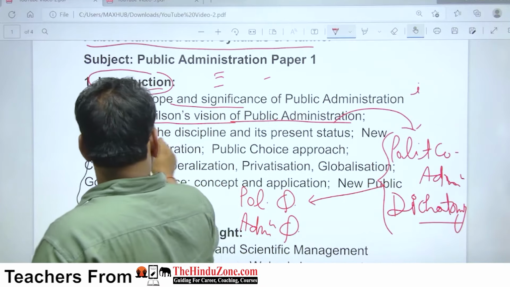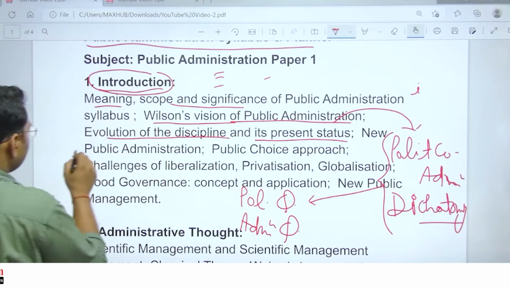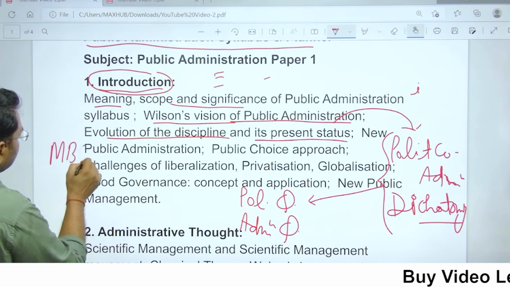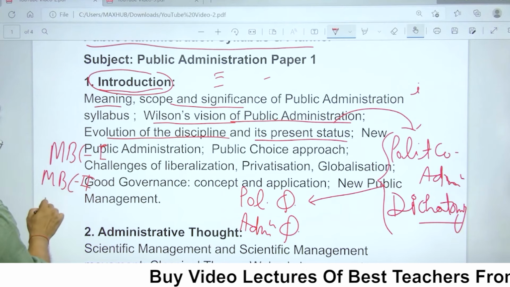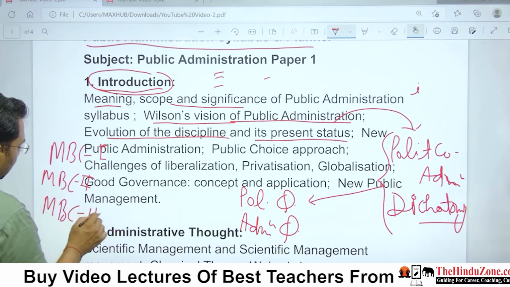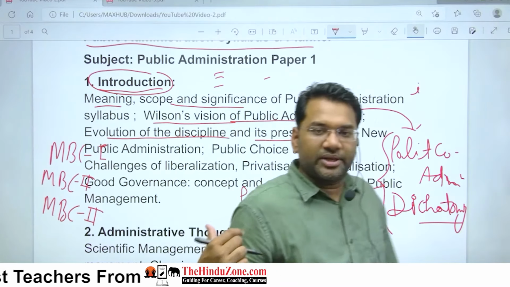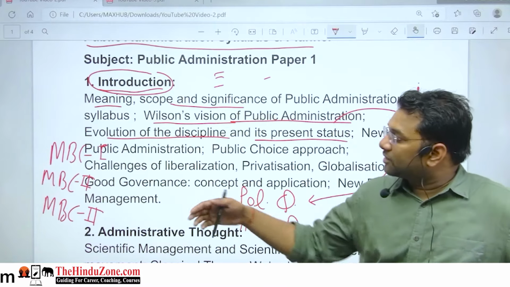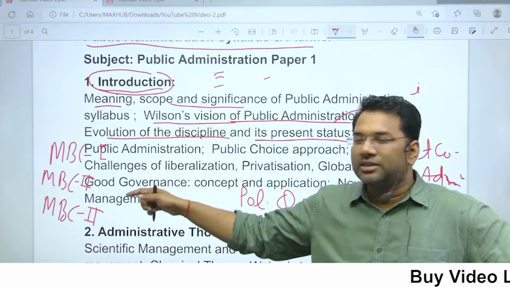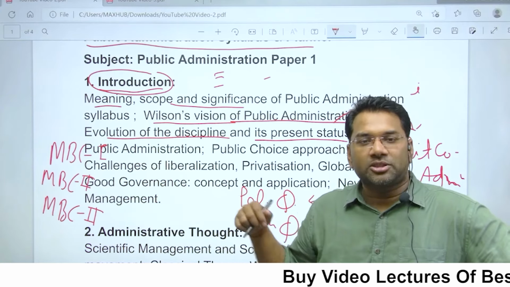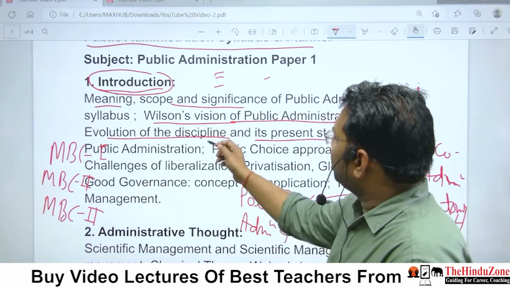Then the evolution of the discipline and its present status, how it has evolved. Regarding this evolution, we will be talking about the MBC 1, that is Munich Conference 1. Then we will talk about MBC 2, and MBC 3. These three conferences took place. Obviously, along with these developments, other things also took place, but basically they provide for the evolution. After that, new public administration will be coming, new public management will be coming. We will be dealing with all those things under the evolution of the discipline.